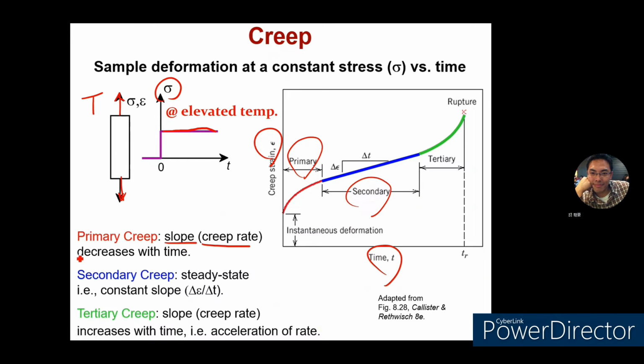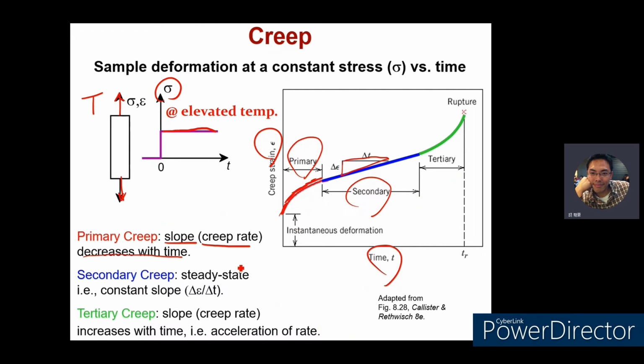The slope decreases with time, right? That means the slope at the primary creep keeps reducing, right? Therefore, the slope decreases with time. Then for the secondary creep, it's a steady state. What does that mean? That's a constant slope. Therefore, that's a linear relation, and the slope is constant.